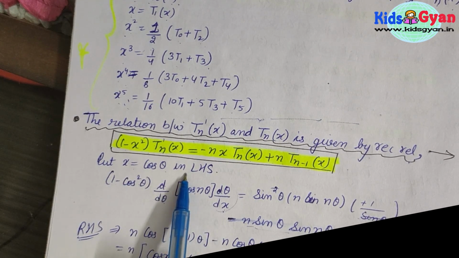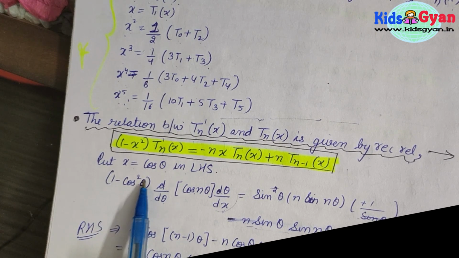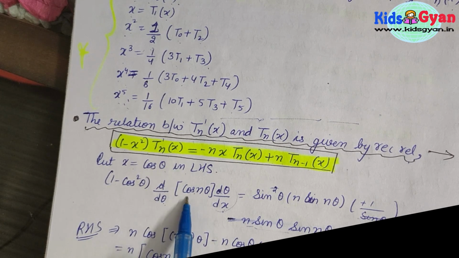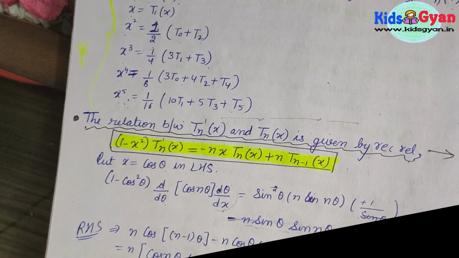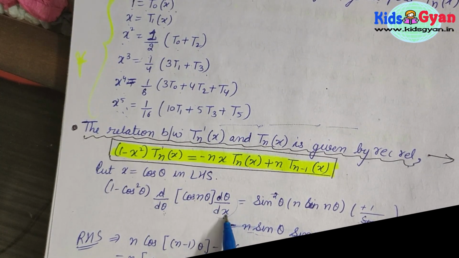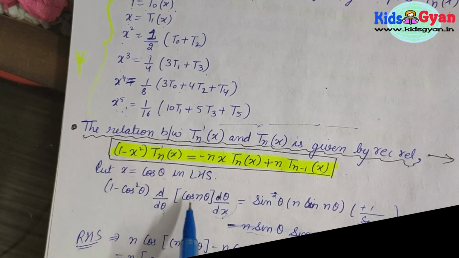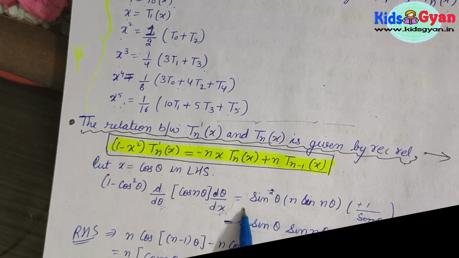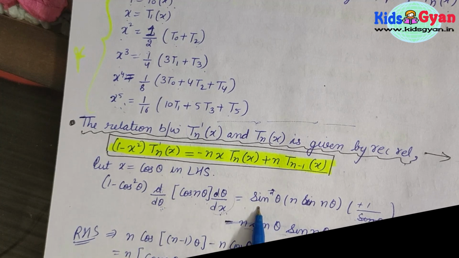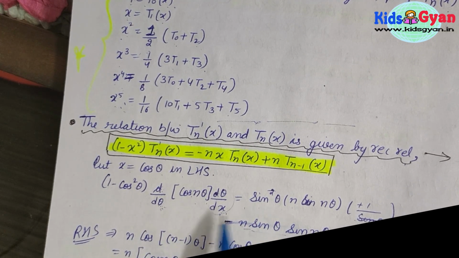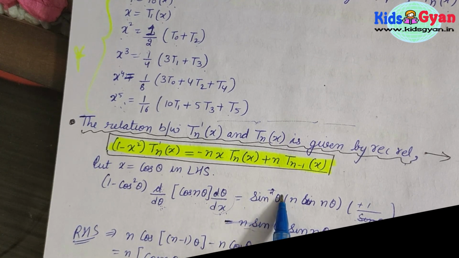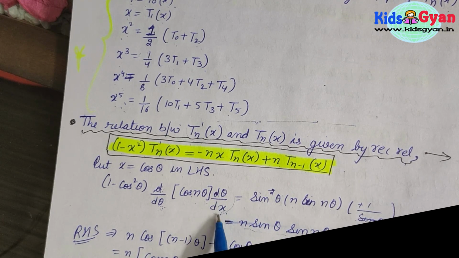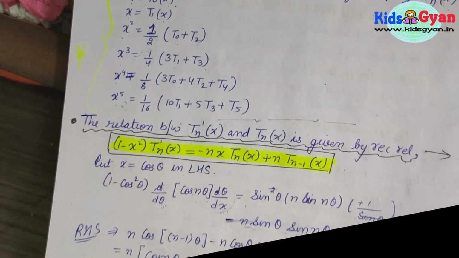So if we put x equal to cos theta on the LHS, we have 1 minus cos squared theta times d/d theta of Tn(x) times d theta upon dx. Tn(x) is cos n theta, so if we differentiate this, d/d theta of cos n theta times d theta upon dx. 1 minus cos squared theta is sin squared theta, and the derivative of cos n theta is minus n sin n theta, and d theta upon dx is 1 upon sin theta.